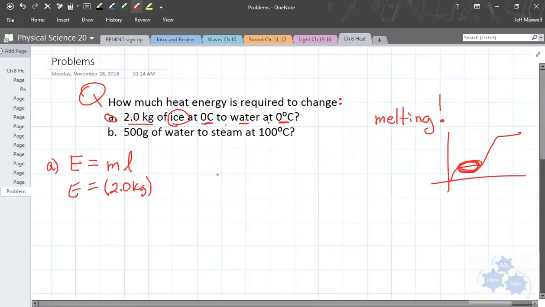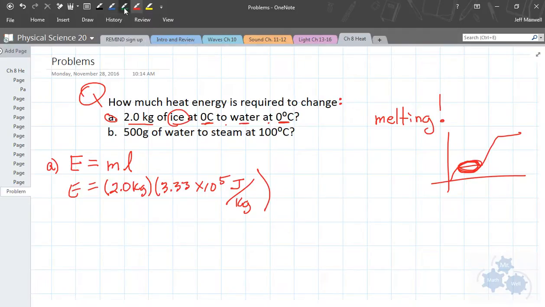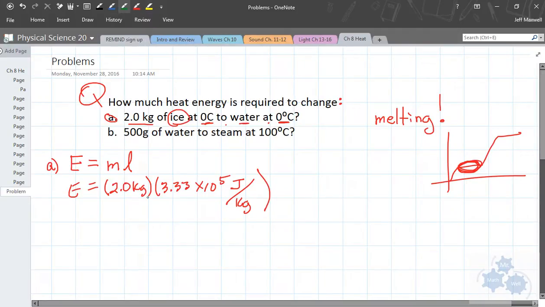So let's go back to that page here. 3.33 times 10 to the 5. And what's the units on that? Joules per kilogram. Now, is there a degrees Celsius here like the other specific heat? No. Why? Because we're not changing temperature, right? So that's all we need right there. Okay, so you want to make sure your units line up. If this is not kilograms over here, then you've got an issue. But they're lining up, so that's good.